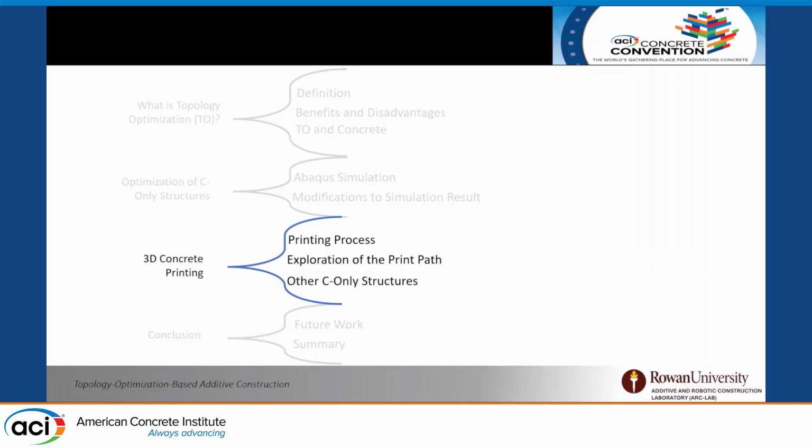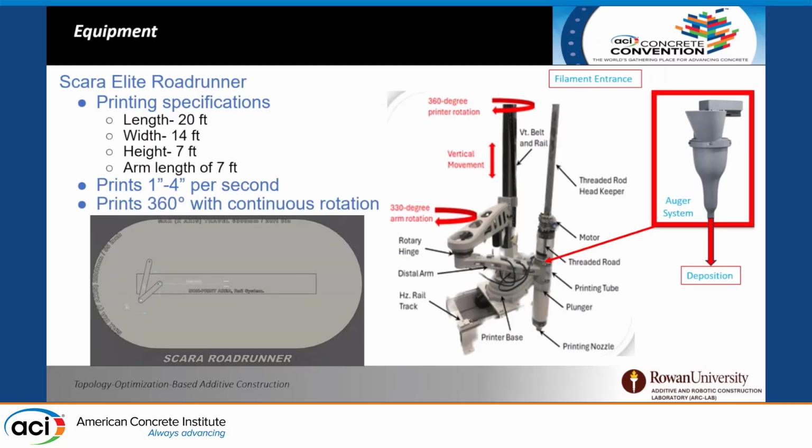So now I would like to talk about 3D printing of concrete, and so we're going to start with our equipment. You can see here our Scara Elite Roadrunner, which was bought from 3D Potter. We have a tube system, and that's what I was talking about before, that restriction that we had. And we also have an auger system now where we can continuously feed the filament through and have a nice deposition of material, and that makes extruding and retracting at a faster rate a lot easier.